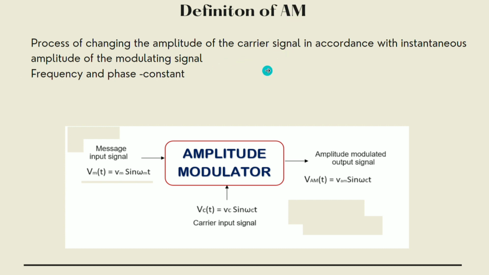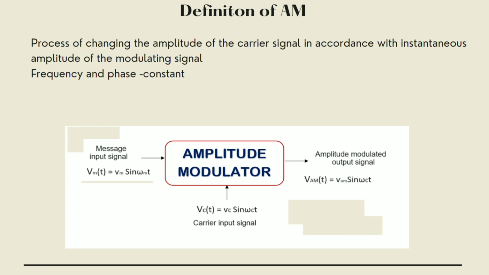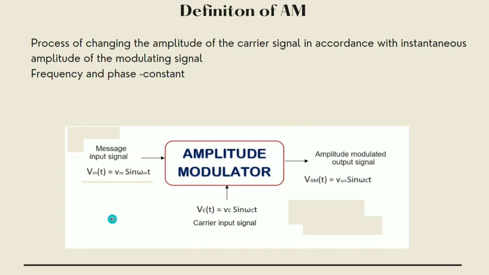Under amplitude modulation, we have two input signals. One is the message input signal, and the other is the carrier input signal. The message is a low frequency input signal and the carrier is a high frequency input signal. I have already given a video about the input signals, message and carrier, types of signals, analog and digital, and types of modulation. I have given that link in the description box. If you want, you can kindly check it.